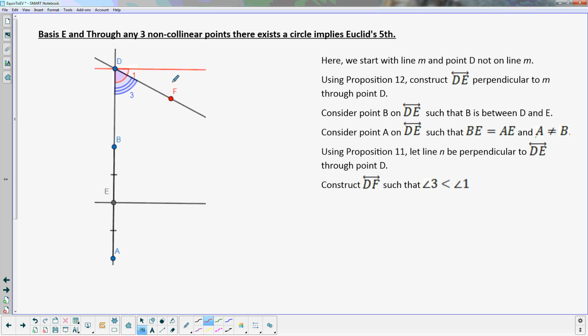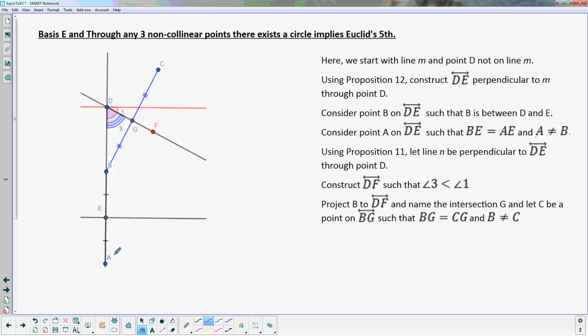The only real case to avoid is where point F is on line N, and I'll talk about that in a second. But if point F is above, or angle 3 is greater than angle 1, we would simply shift our focus to the other side of this line, as that's the only stipulation that we have. So, without loss of generality, select point F such that angle 3 is less than angle 1.